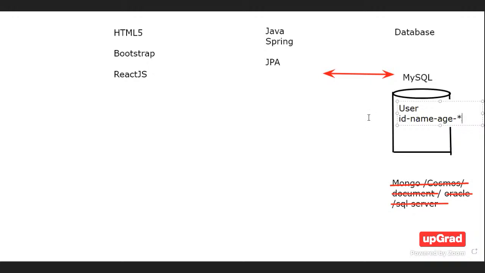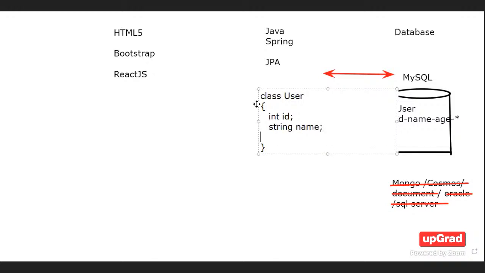In this case, if the user has information like this, in Java I can always present that data in this manner. I would put up a class called User. A class User can have an integer ID, a string name, an integer age, and so on. So ultimately, we can plan to design classes like this.